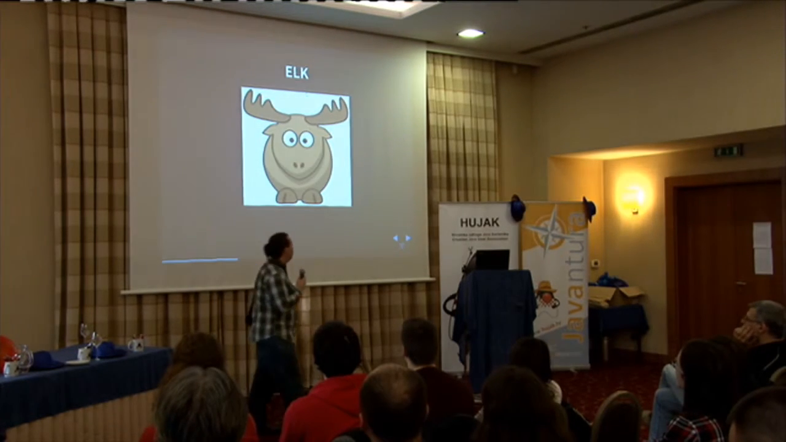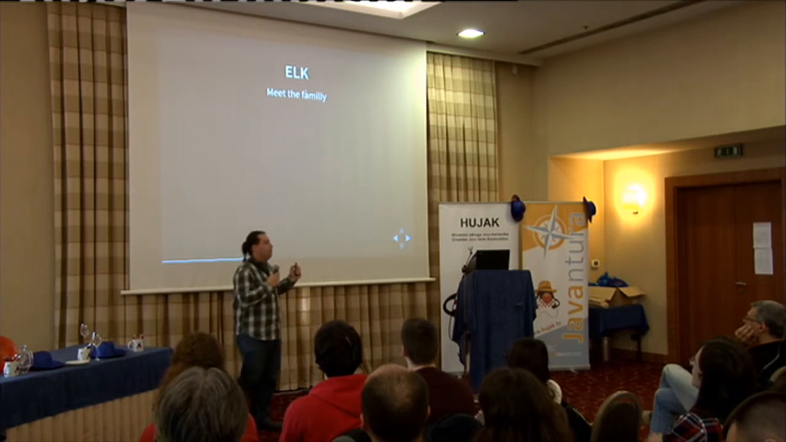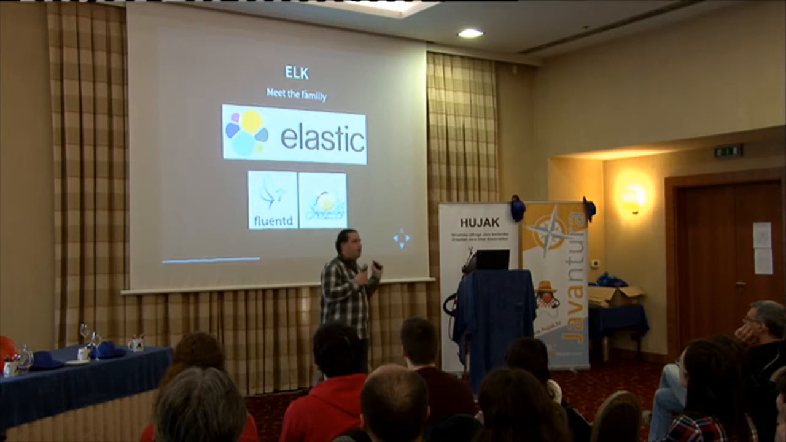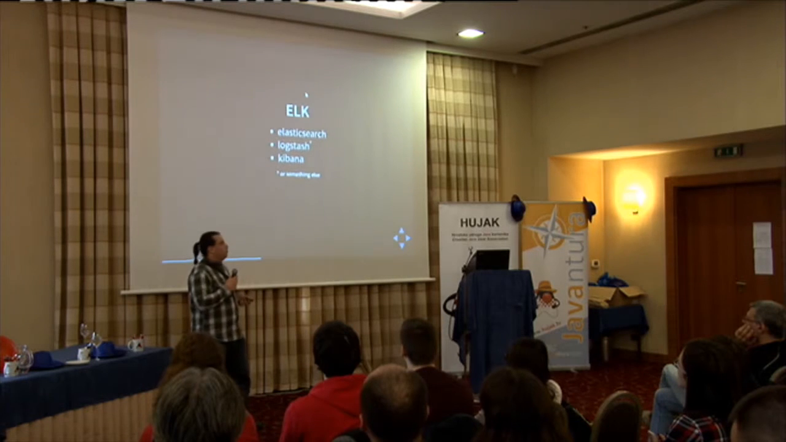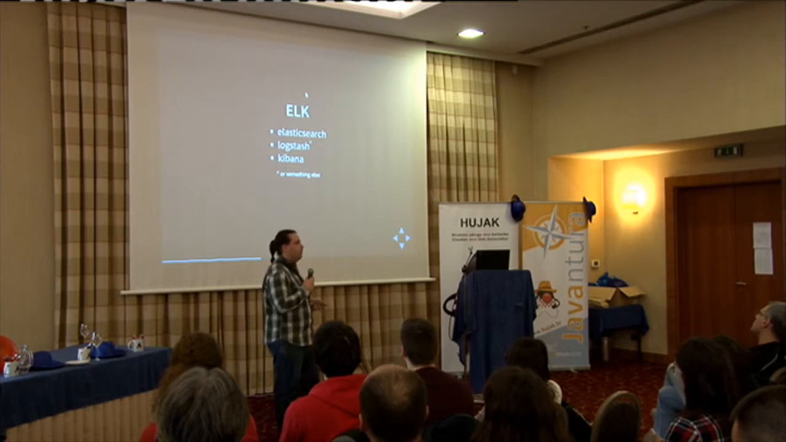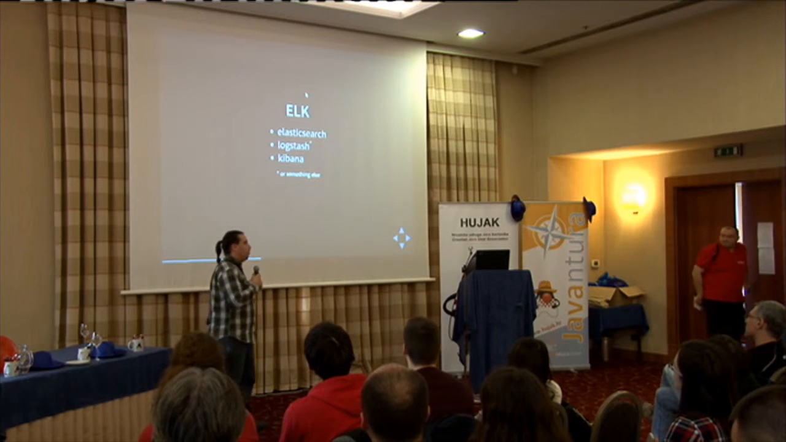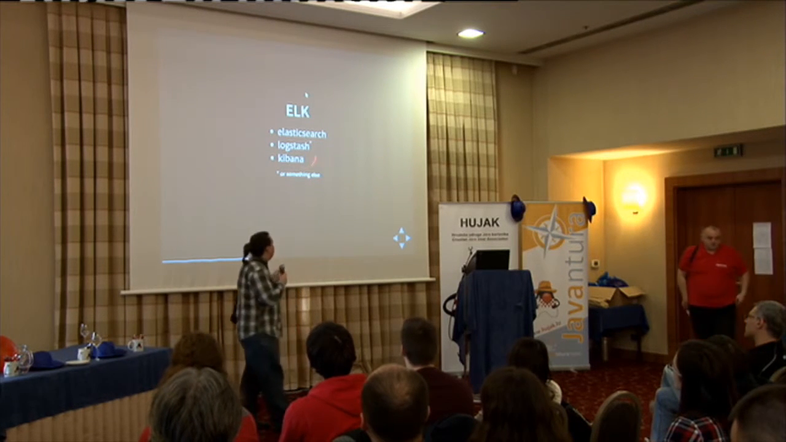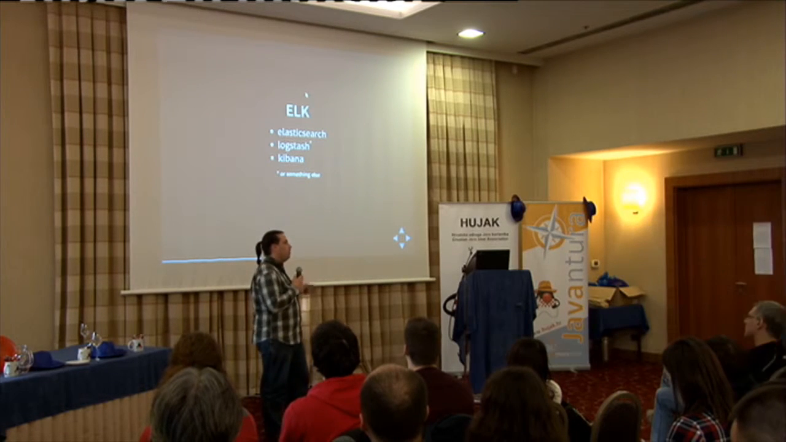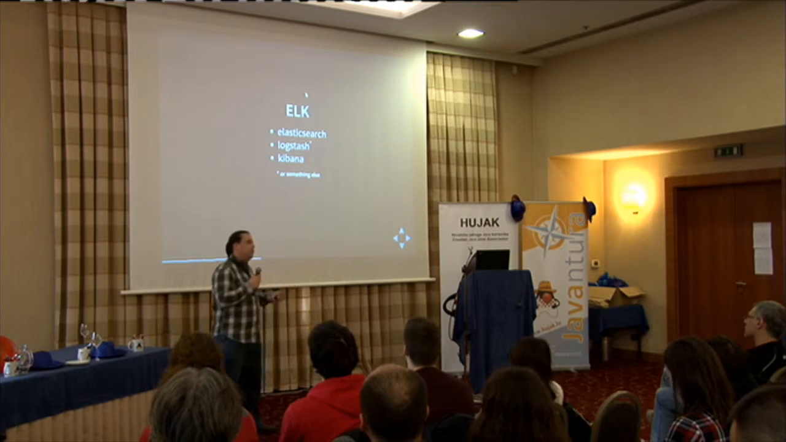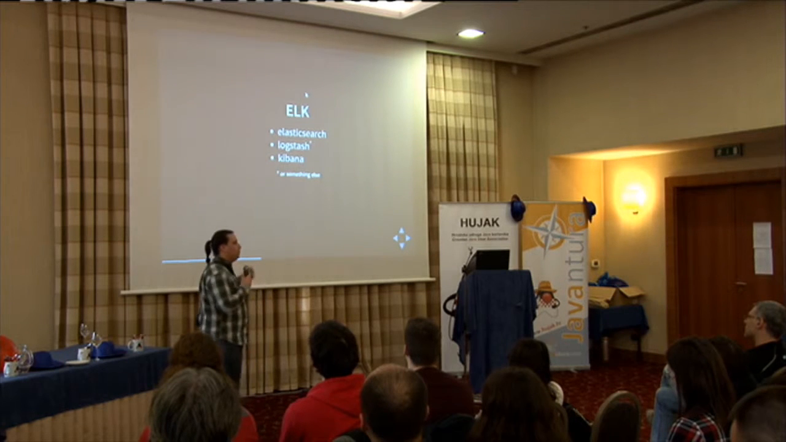So, meet the family, ELK. Oh, not that elk. This family. Elastic and the related ones, Fluentd and Flume. So, what is ELK? ELK is a stack developed by a company called Elastic, which consists of Elasticsearch, Logstash, and Kibana. I put a star here because Logstash is somewhat of an optional feature in this, and you can replace it with the other two you saw in the previous slide, Fluentd or Flume. So let's see what each one of those is.